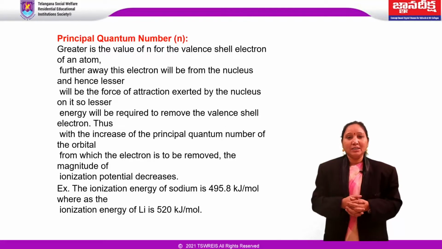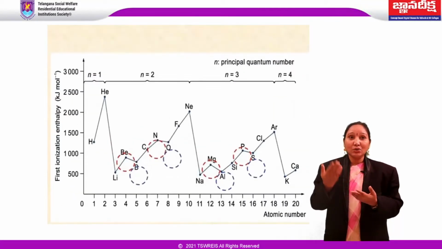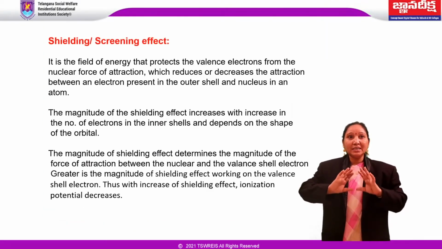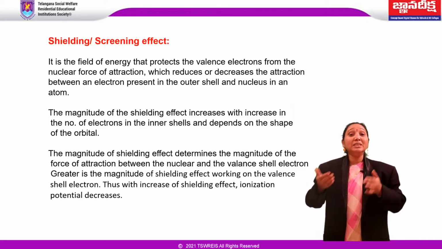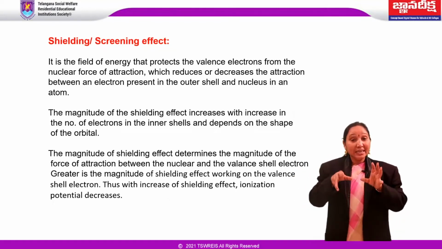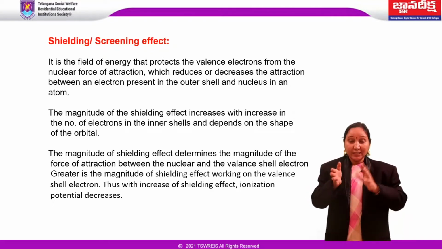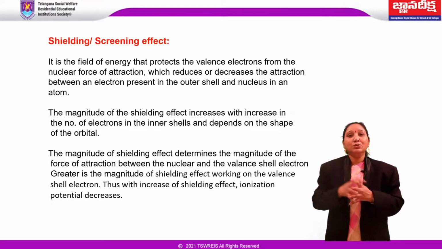Okay, our next point is the shielding effect. It is also called the screening effect. The shielding effect is a phenomenon where the core electrons present in the inner shells protect the outer electron from the nuclear pull. That is, the electrons in the inner shells form a screen-like structure which protects the electron revolving in the outer shell from the nucleus.